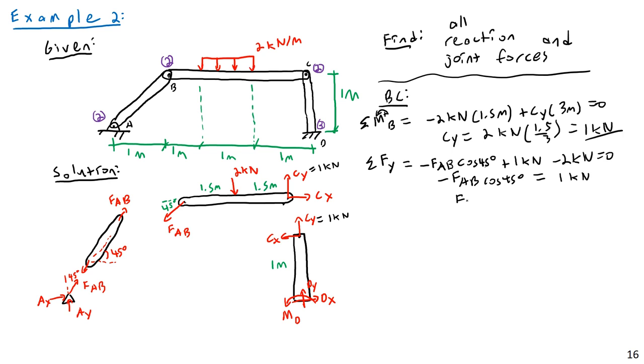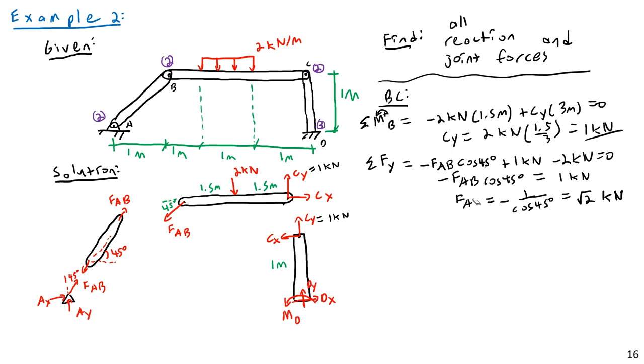So FAB is equal to negative 1 over the cosine of 45 degrees. So that would be the inverse of root 2 over 2. Normally that would just be the square root of 2. So yeah, just square root of 2 kilonewtons. I guess we can just go ahead and do this in exact form because it's looking like it's going to turn out relatively exact.